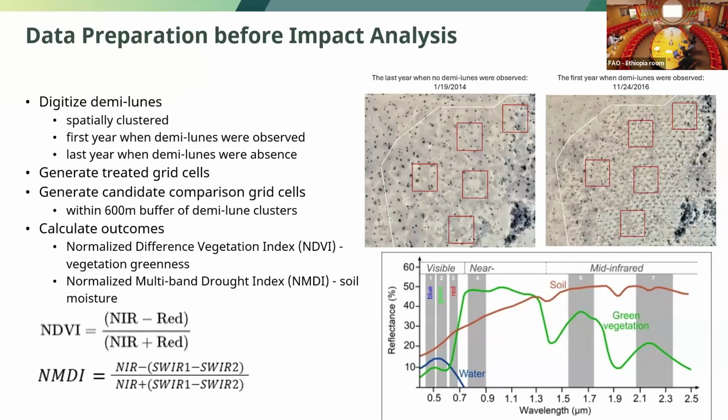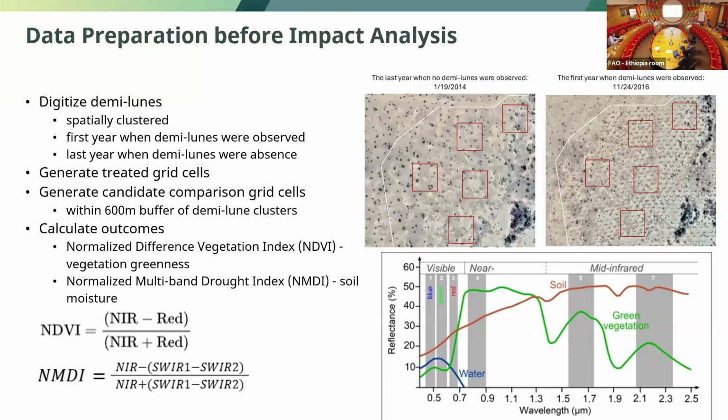Therefore, to select the best comparison cells, we generated grids within 600-meter buffers around the clustered demi-lunes. By using this buffer constraint, we want to make sure they have similar geographic characteristics such as elevation and slope, as well as weather and climate characteristics like precipitation and temperature.